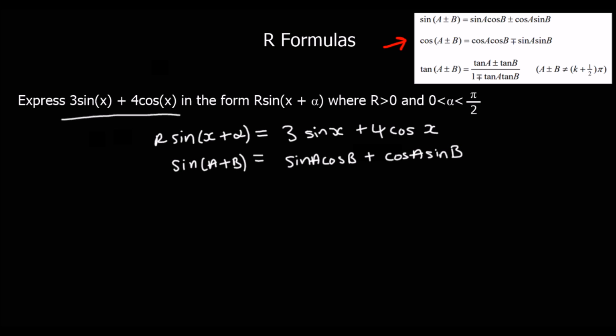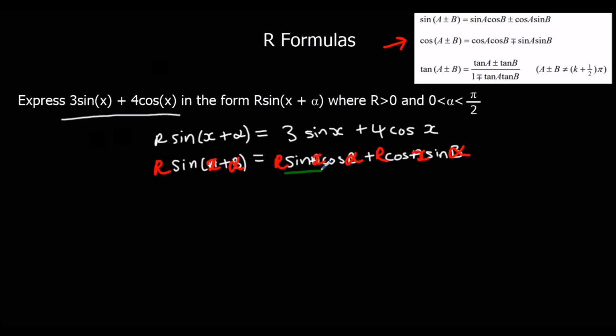We don't want a's and b's though, we want x and alpha. So if we change the a's to x and change the b's to alpha, we almost have the same in the top and bottom. We just need to add this r. So we multiply each term by r, and now we have the same on the left side of both of these. Now we're going to compare.